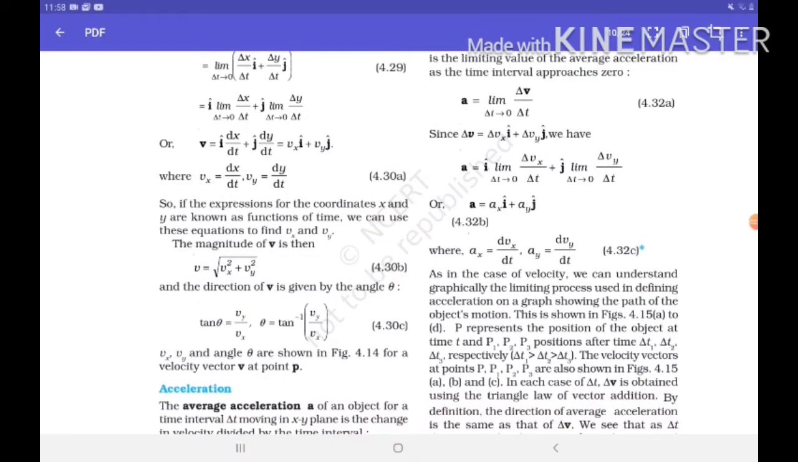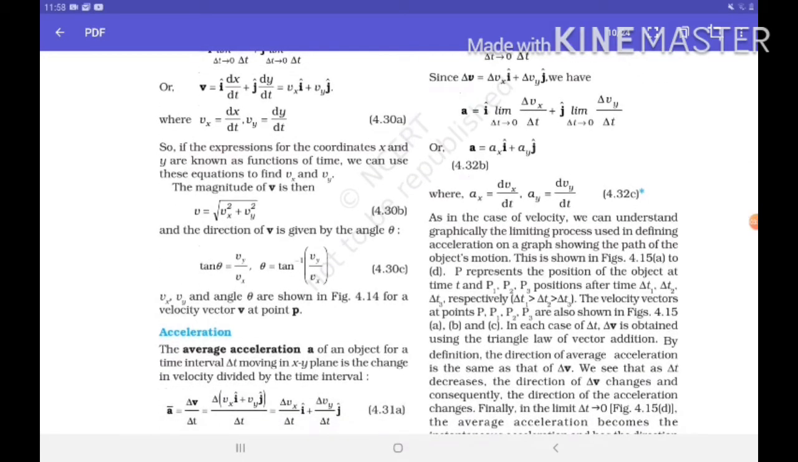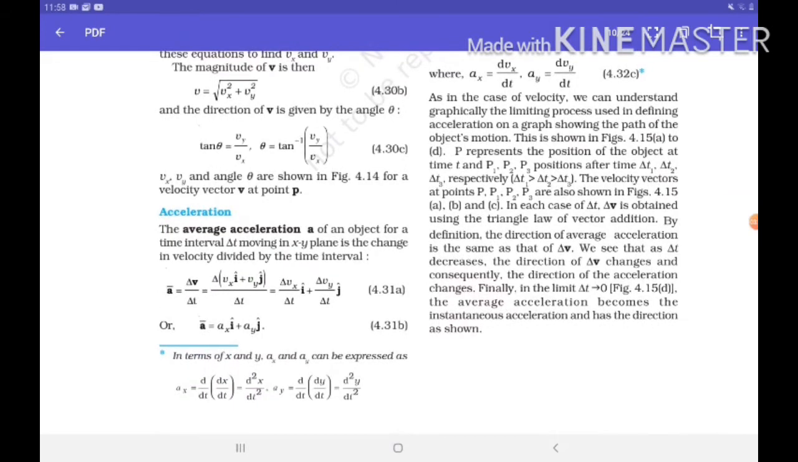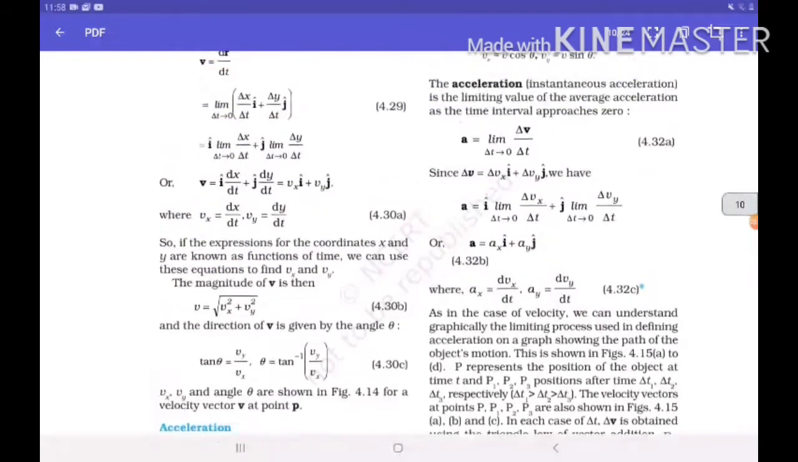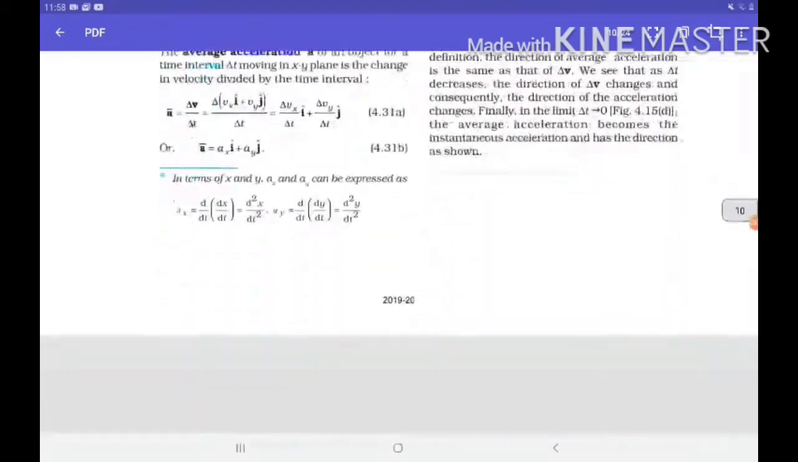In a similar way we can find the magnitude of velocity. v is given by v is equal to under root vx square plus vy square, tan theta is equal to vy upon vx, therefore theta is equal to tan inverse of vy upon vx. Similarly we can find the acceleration as well. Acceleration is nothing but the derivative of the velocity.